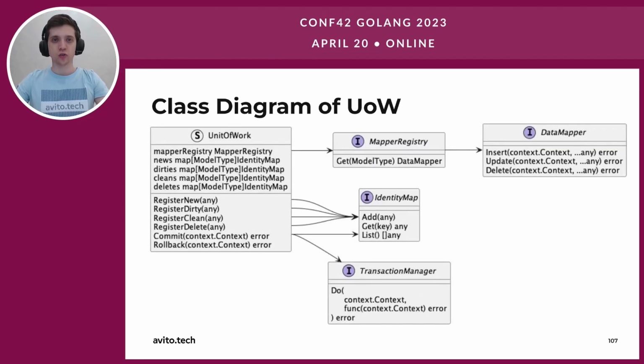The next part of the pattern is the mapper registry, which returns a suitable data mapper for a model, and data mapper is a pattern which maps data from models to database view and vice versa. Some implementations of data mapper in other languages use reflection to work with any model, and they support configuration by YAML, XML, annotations, etc.